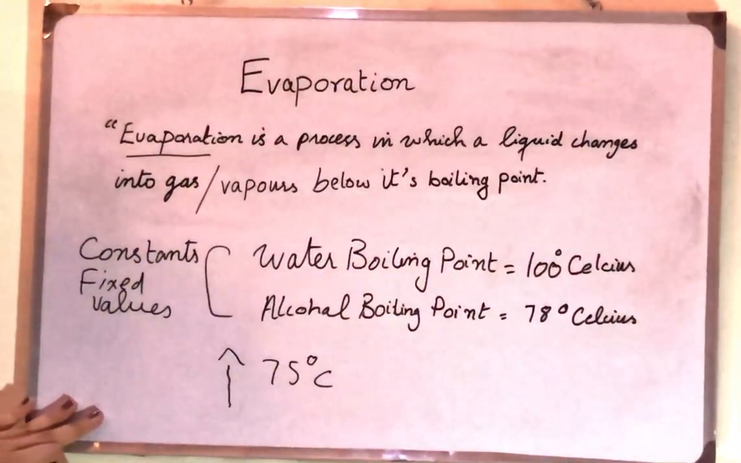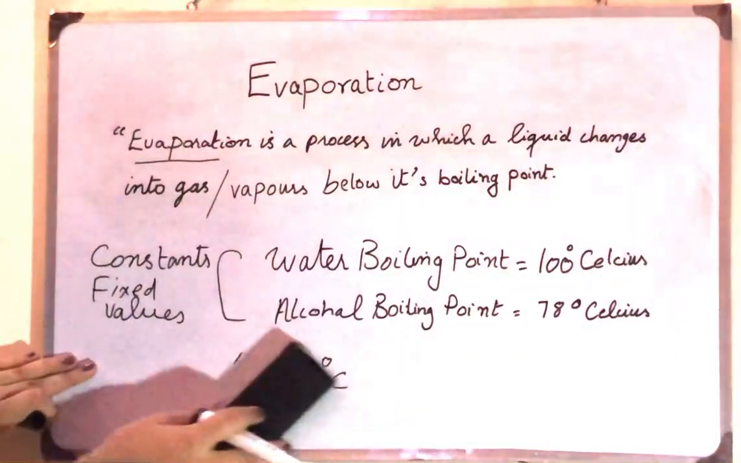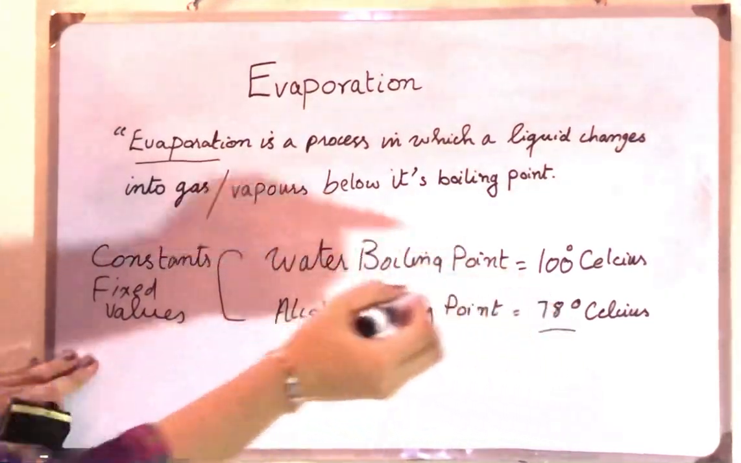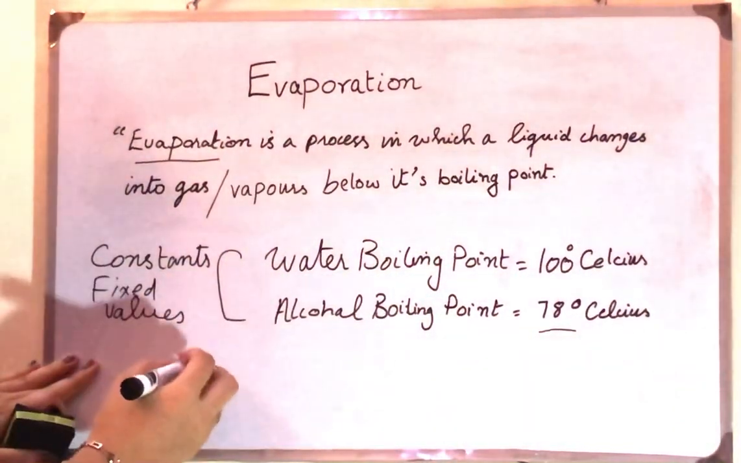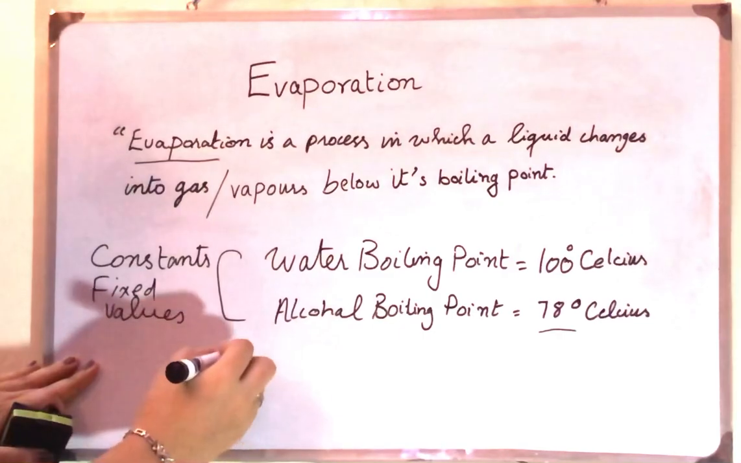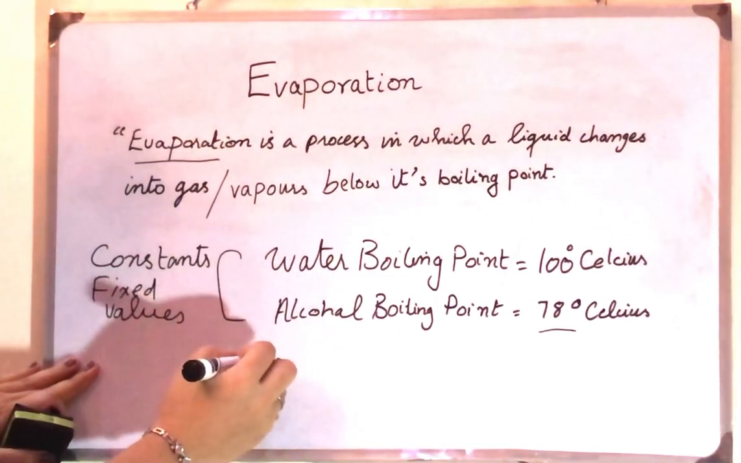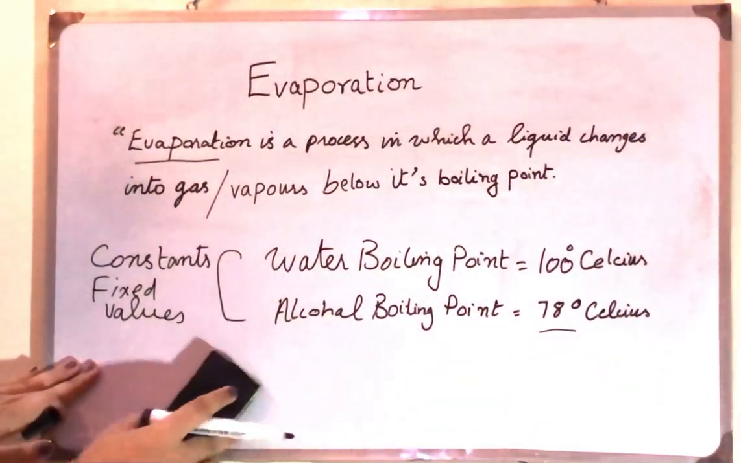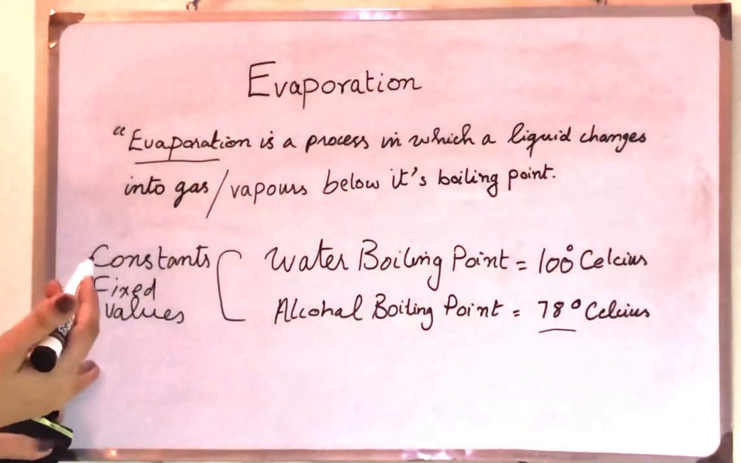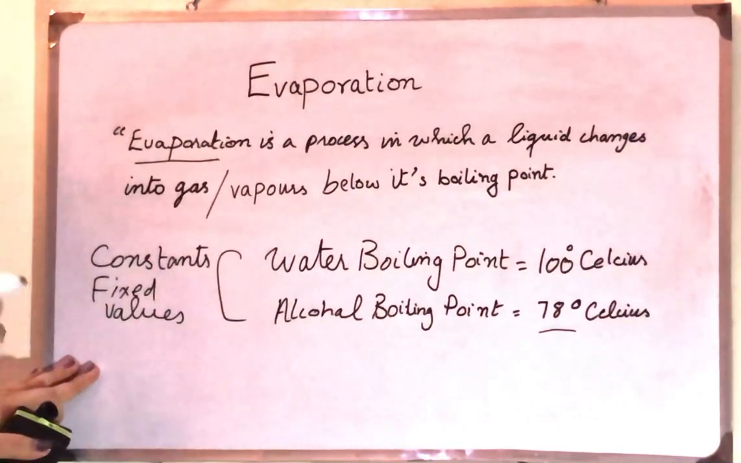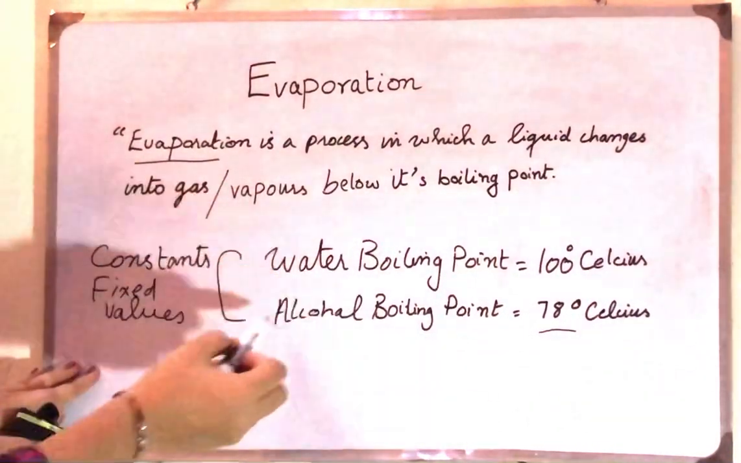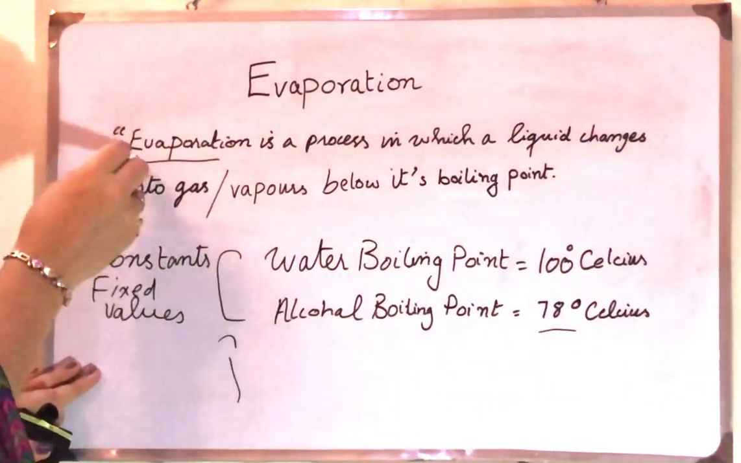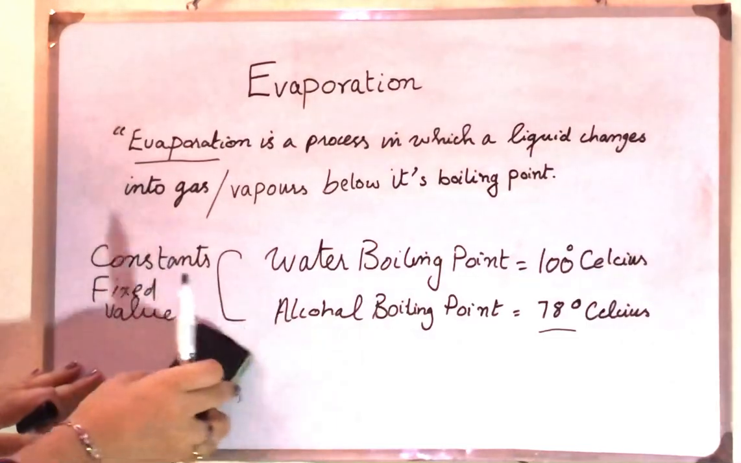Another example is that if alcohol boils at 78 degrees Celsius and it starts to boil at 45 degrees Celsius, in this case it is not boiling, it is evaporating. Basically, the concept of evaporation and boiling is the same, but the difference is that evaporation starts below the boiling point. That type of boiling is actually evaporation, below its boiling point, below the constant value.